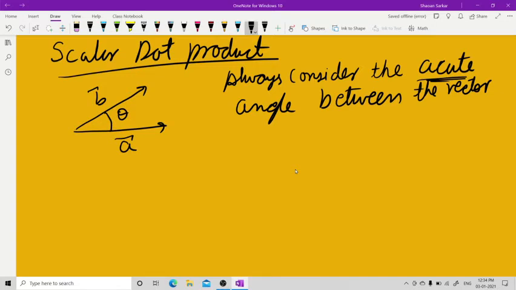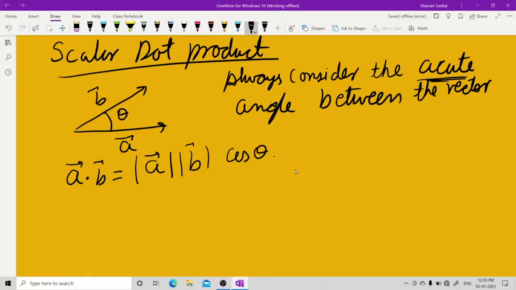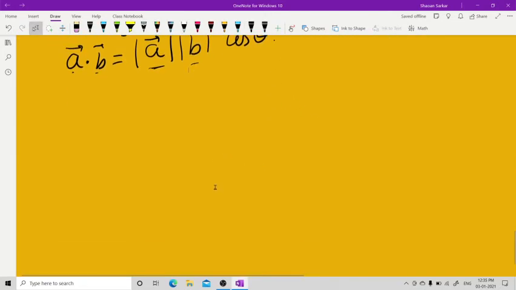Now let us understand the dot product. A vector dot B vector is the magnitude of A, magnitude of B, and then the cos theta. Now let us understand how to write this vector A and how to write this vector B.